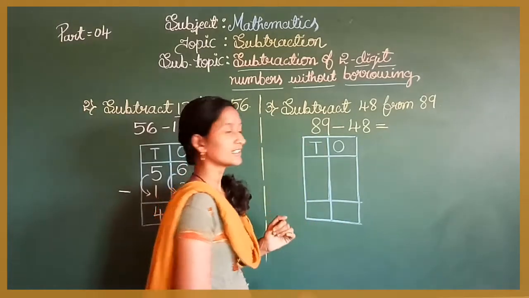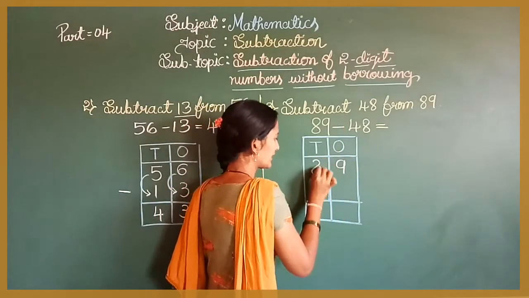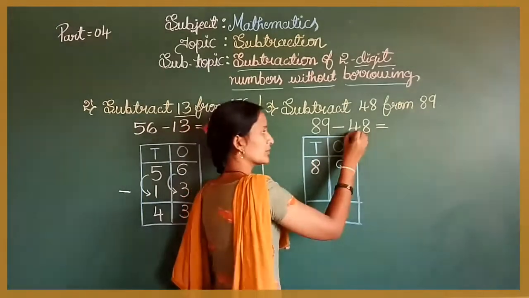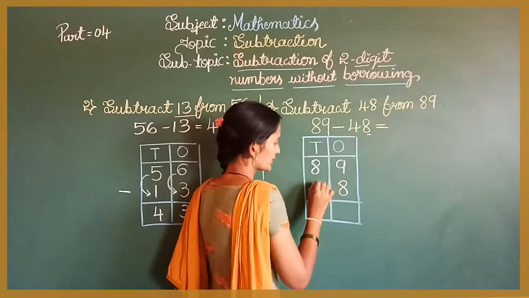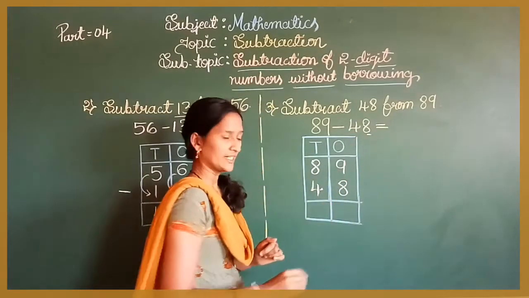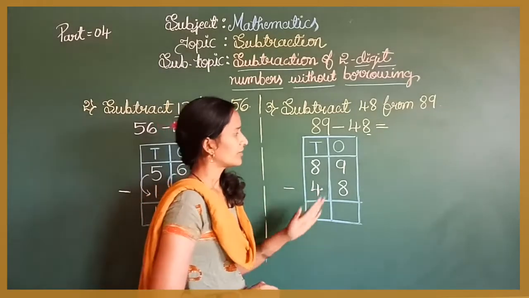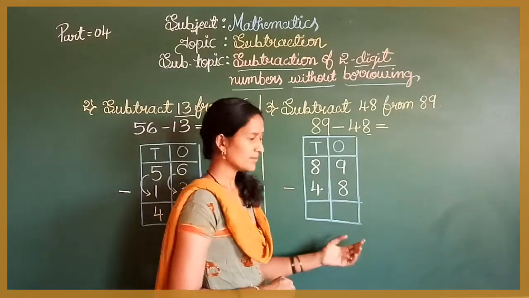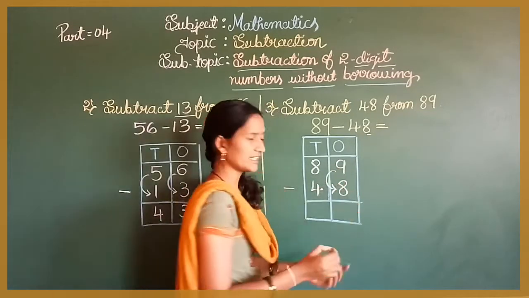In 89, 9 is in the ones place, 8 is in the tens place. In the number 48, 8 is in the ones place, 4 is in the tens place. Next, put a symbol. Now, come to the ones column. It is 9 minus 8. Yes, what is 9 minus 8?